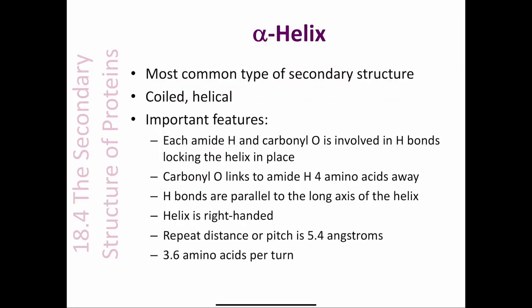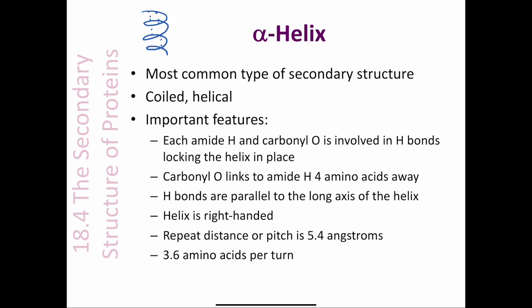The most common type of secondary structure is what we call the alpha helix, and it's a right-handed helix, just like an ordinary screw. It's coiled and helical, of course. The important features are that in that alpha helix, each amide hydrogen and each carbonyl oxygen is going to be involved in hydrogen bonding. And that's what's going to lock that helix into place. The hydrogen bonds lock that coil together, if you will.